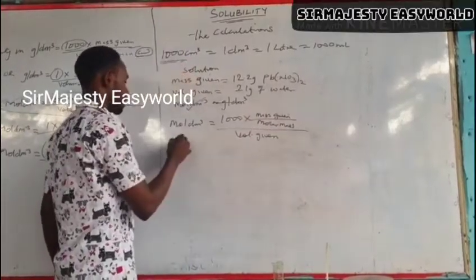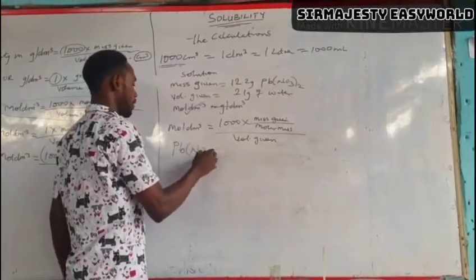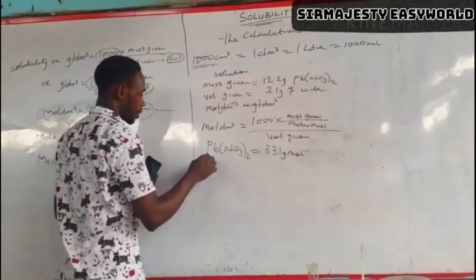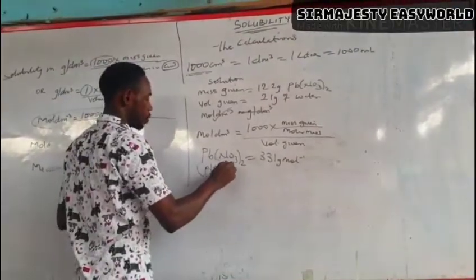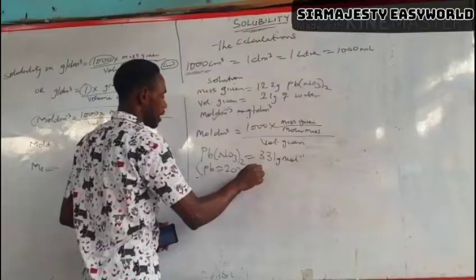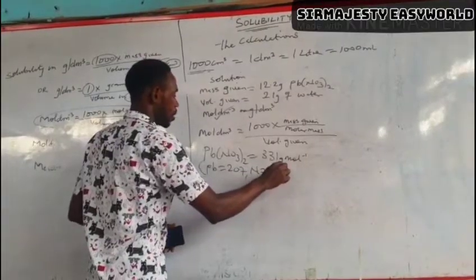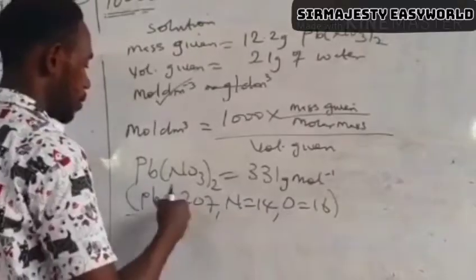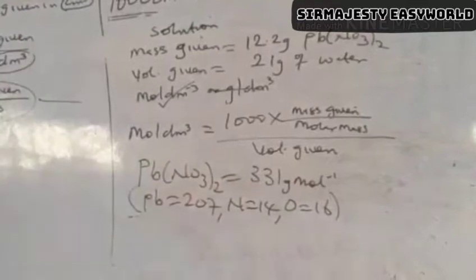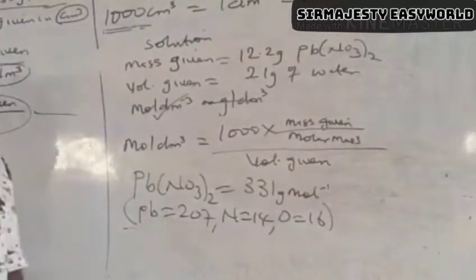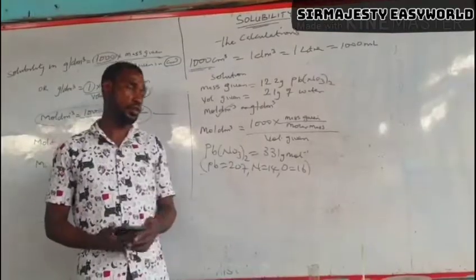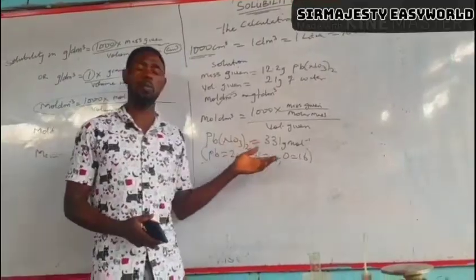So remember, we are discussing lead(II) trioxonitrate(V). It should be 331. To get it clearly, lead is equal to 207, nitrogen is 14, oxygen remains 16. So when you do this calculation, you find out that the molar mass of lead(II) trioxonitrate(V) is 331. And as a student, you should endeavor to memorize some molar masses of some common compounds.